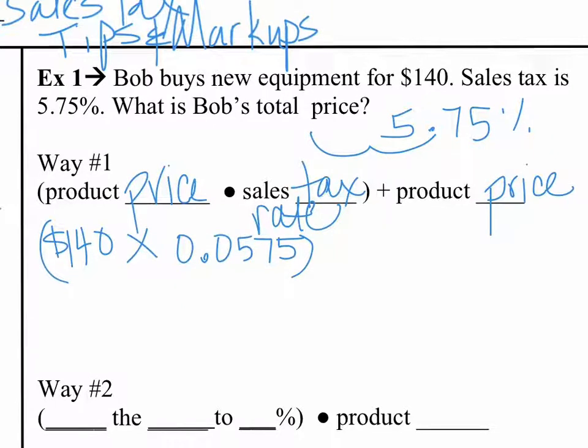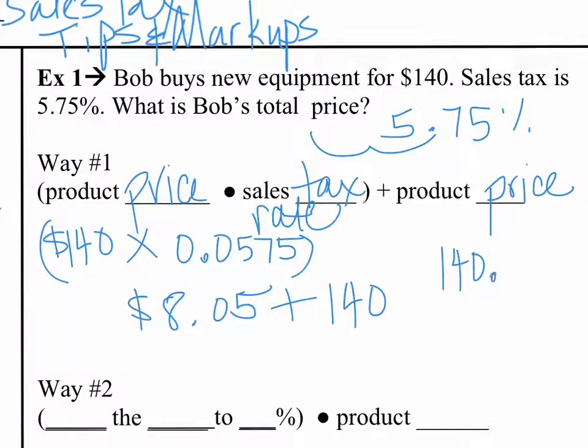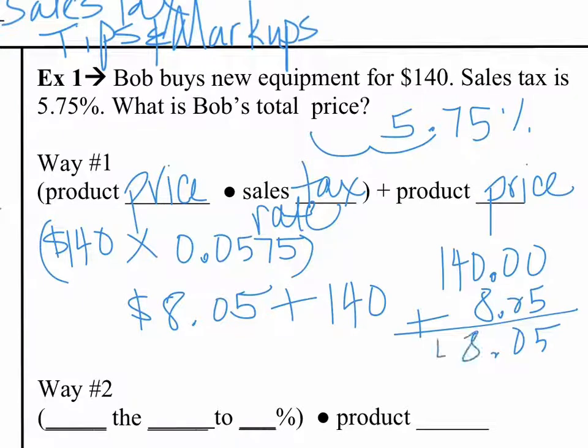Excellent. You should have gotten $8.05. Then you add that to the product price, which is $140. $140, add your decimal and 2 zeros, and then add your $8.05. The total price that Bob will have to pay is $148.05.